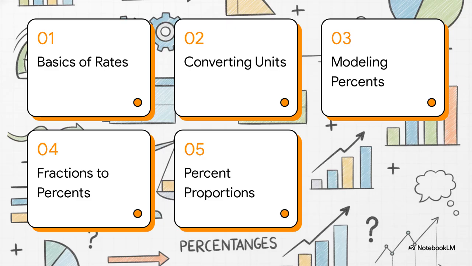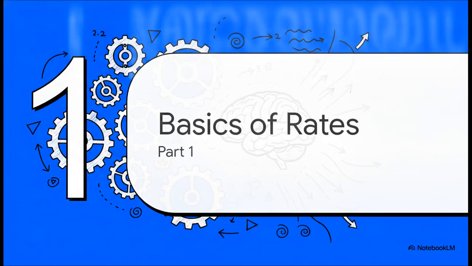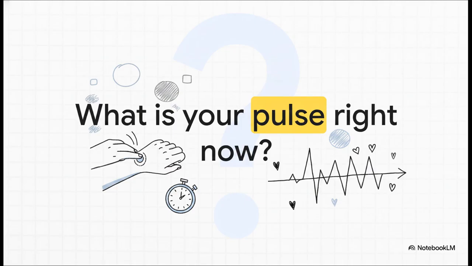Let's get to it. All right, section 1, the basics of rates. To kick things off, I really want to ground this abstract math right in our physical reality. Because math isn't just stuff on paper, right? It's happening inside you, right at this very second. Seriously, try this. Take your first and second fingers, find your pulse, maybe on your wrist or on your neck, and just imagine silently counting the number of beats in 1 minute. Go ahead, I'll give you a quick second to think about what that feels like.